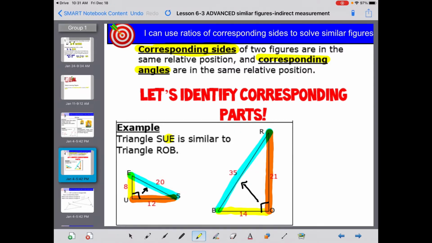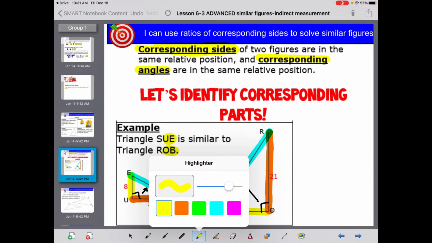I want to show you something. Triangle SUE is similar to ROB. UE matches with OB. Look at this. The way that the similarity is given to you in the problem, triangle SUE is similar to triangle ROB, those vertices always match your corresponding side. So the last two, from U to E, matches or corresponds to OB. The same thing is true with SU in orange, and then the orange side RO on the picture.